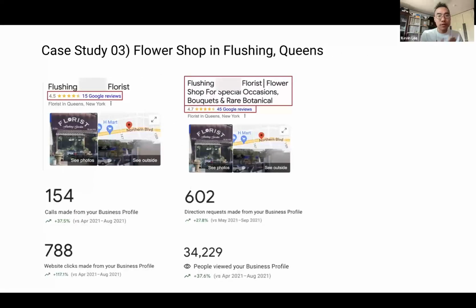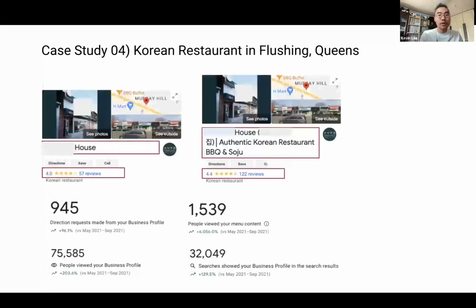And this is also like a flower shop in Flushing. They did very well after the optimization. It works also for the restaurant industry. Yeah, I have hundreds of these case studies, so I don't want to bore you guys, but trust me, it works.